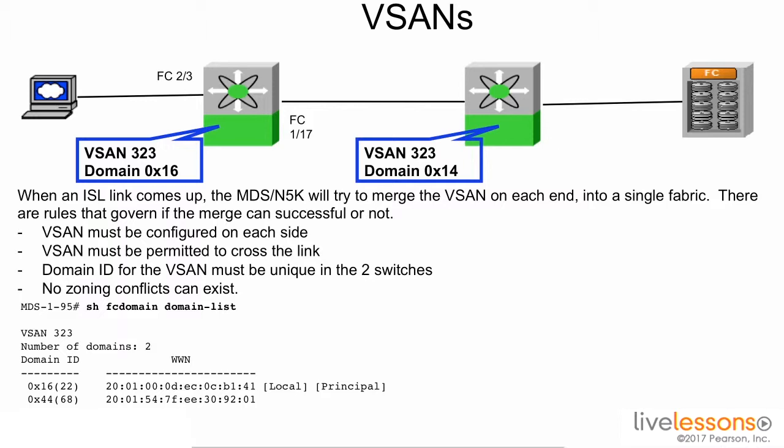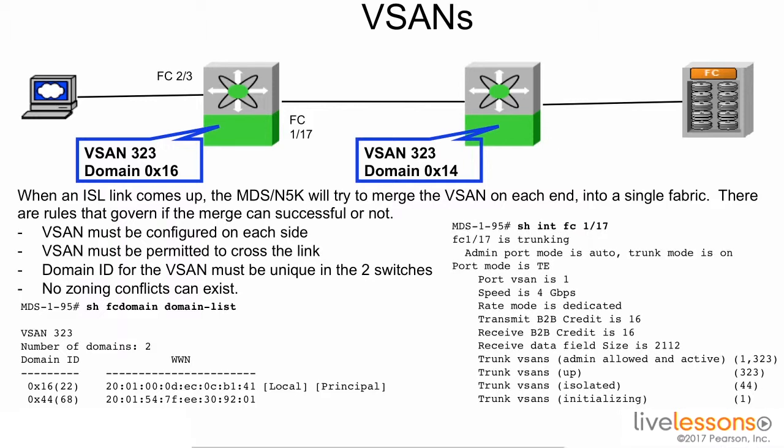If I take a look at the right, I can see if I do a show interface Fibre Channel port 1/17, I can see that it is trunking vSANs over that inter-switch link. And I can see that the vSANs that are up and running are 323. And the ones that are allowed are vSAN 1, which is the default vSAN, and vSAN 323. I can also see that vSAN 44 is actually isolated because most likely that vSAN only exists on the switch on the left and it doesn't exist on the switch on the right, so it cannot come up on that trunk link.